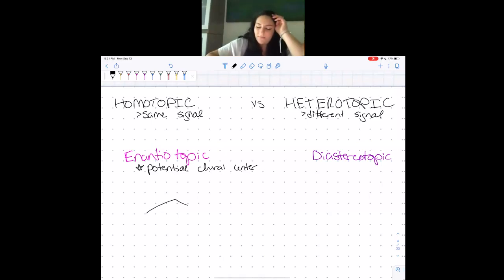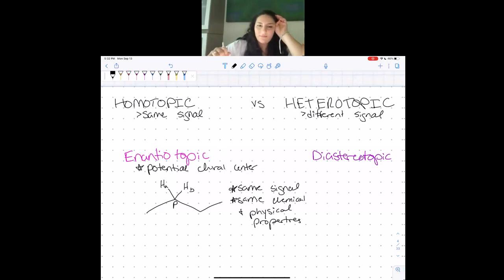So, for example, this guy is a potential chiral center because we have HA, HB, and two different groups. When we have a potential chiral center like this, we can say that the relationship between HA and HB is enantiotopic. That means it's also homotopic because they are the same signal and have all the same chemical and physical properties. They just get a fancy name. And just for good measure, I'll highlight them the same color so you know that they're the same.